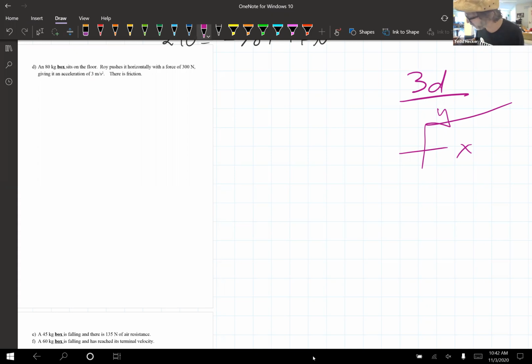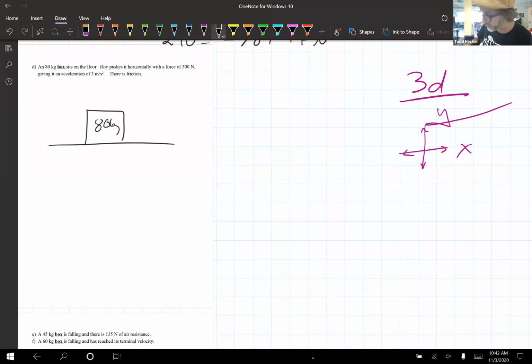So let's start this out here and see if we can figure some stuff out. We've got an 80 kilogram box sitting on the floor. So here's the floor, here's the box, 80 kilograms. Every time I make a free body diagram, I should start with my force of gravity. Force of gravity, 80 times negative 9.8 gives you negative 784 newtons. So that's always step one.